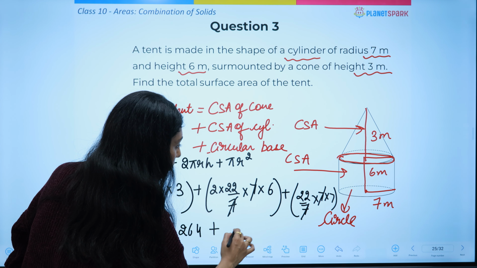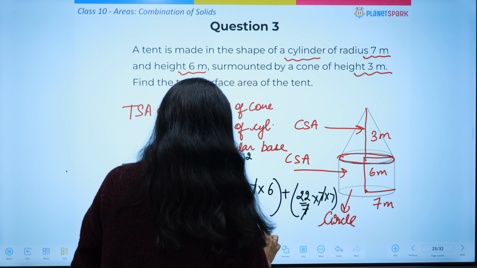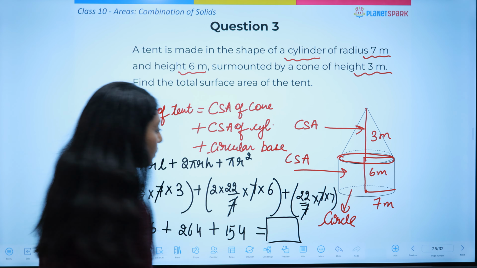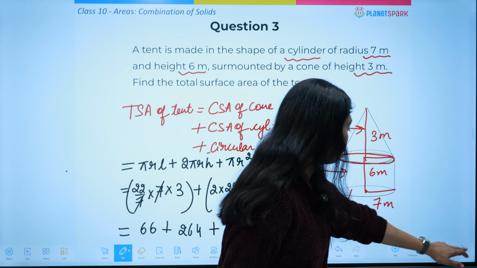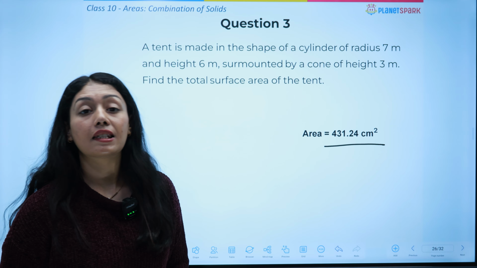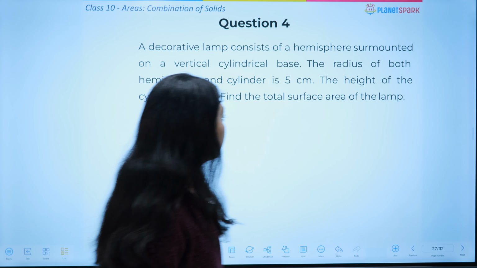Just add them up, everybody, and you will have your answer. Quickly write in the comments what you are getting here. The answer will be 431.24 centimeter square there. Okay, next question, everybody.